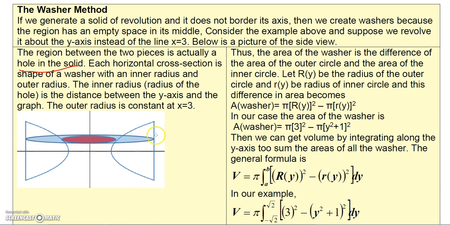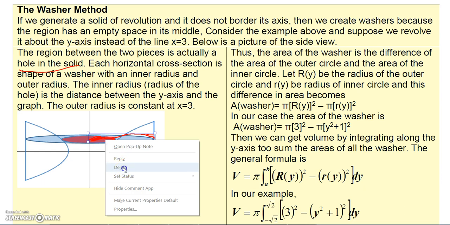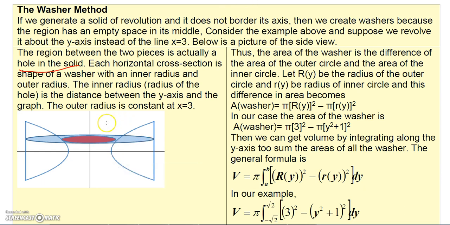When I say washer, I'm talking about basically a coin with a hole in the middle, if you will. And that washer has an inner radius, say from here to here, and then it has an outer radius, which would be from here all the way over to here. I didn't do that real good, so let me use a straight line. It would have an inner radius, from here to there, and then an outer radius, which would go from there to there.